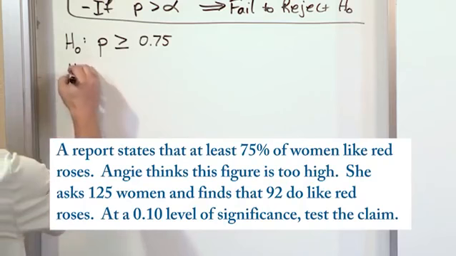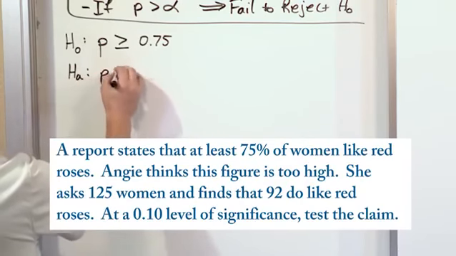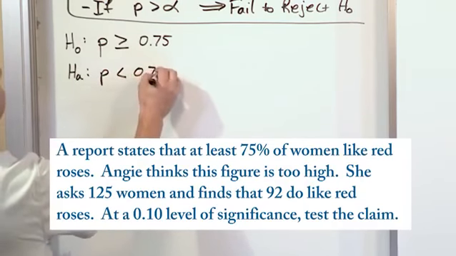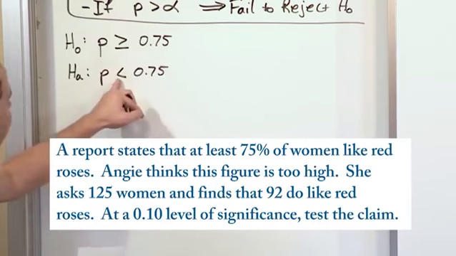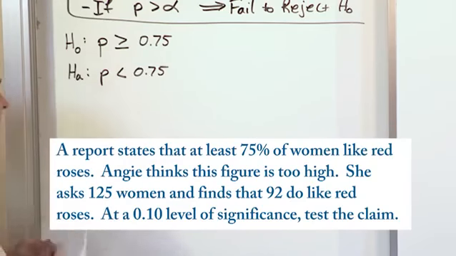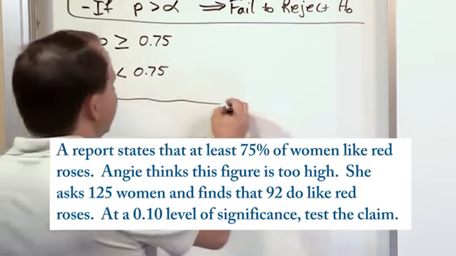Now the alternate hypothesis comes from Angie, who doesn't think this is the case. She thinks that less than 0.75, or 75%, of the people like red roses. Now notice this is a left-hand arrow, so this is going to be a left-tailed test. So keep that in the back of your mind.